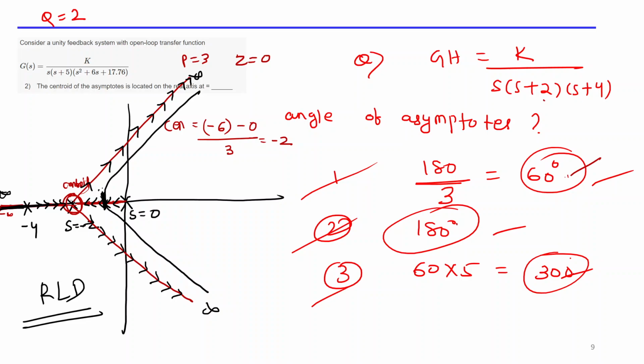Let's say this breakpoint is not here, it will be somewhere in the middle, then definitely this pole will approach. You are coming, I am coming, we will collide, and then we have to break away here, and I will follow this asymptote line parallelly, and I'm reaching infinity. You got my point?